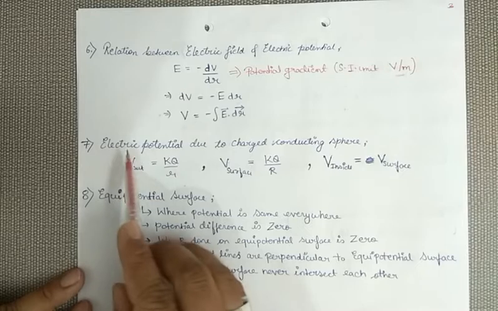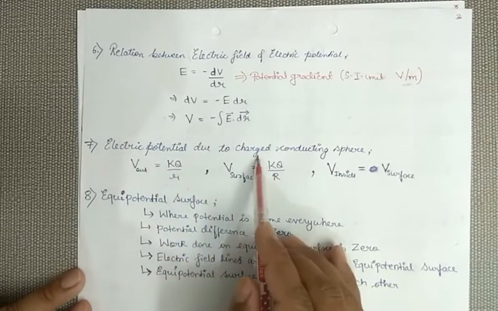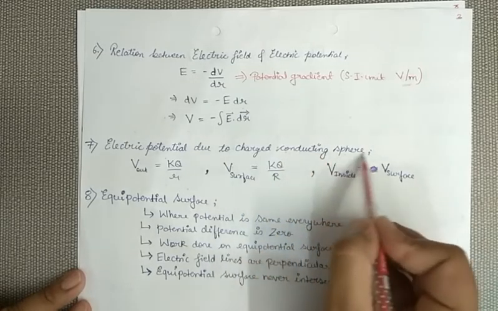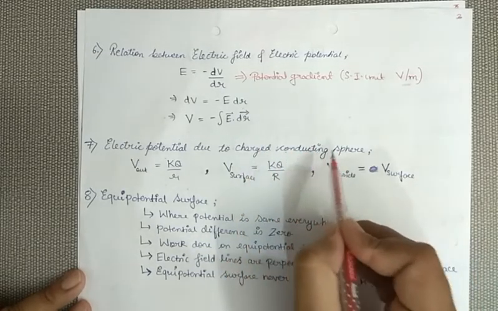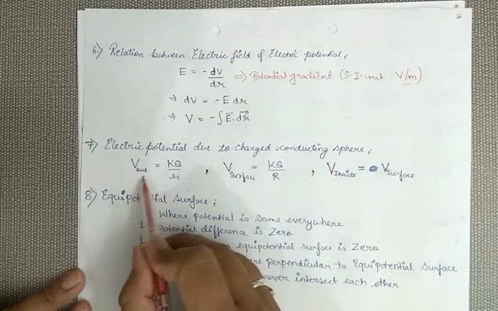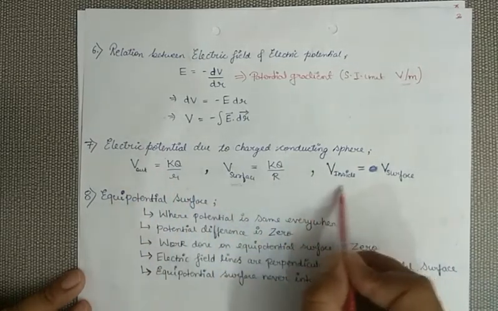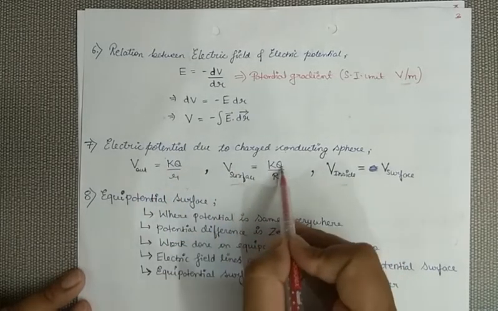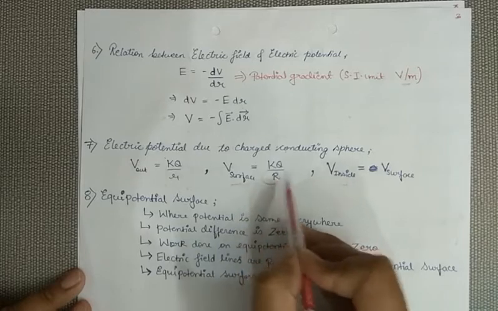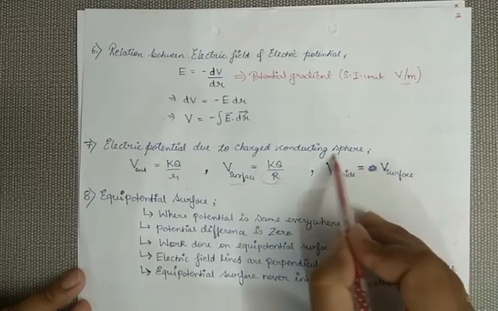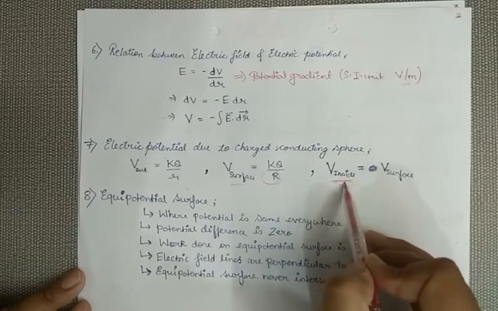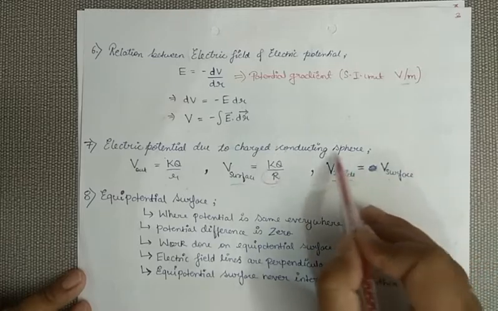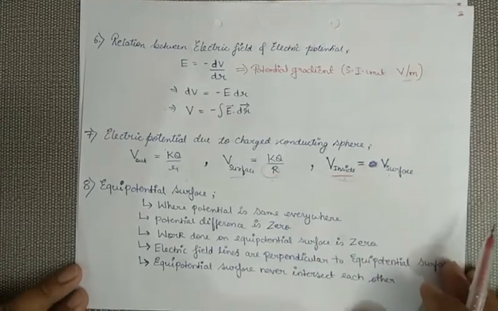So next is electric potential due to a charged conducting sphere. Just remember, in our previous lecture we solved this. For a charged conducting sphere, we have to take 3 points: outside the sphere, on the sphere, and inside the sphere. Outside the sphere it is kq by r, on the sphere it is kq by capital R, that is the radius of the sphere, and inside the conducting body the potential remains constant and is always equal to the surface potential. The potential on the surface will be the same as the potential inside the sphere.